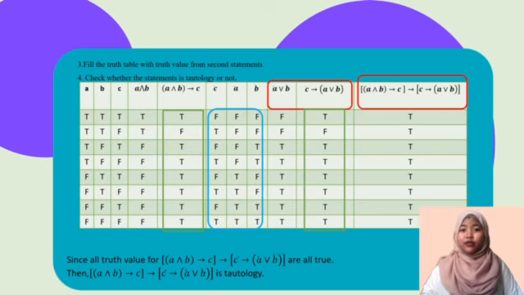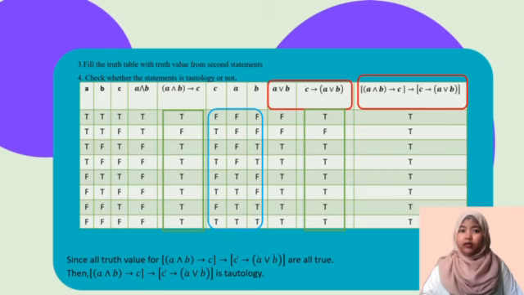We need to fill the truth table with truth values for the second statement. But first, we need to fill in A, B, and C not values. Start with C not: false, true, false, true, false, true, false, true. For A not: false, false, false, false, true, true, true, true. And lastly, for B not: false, false, true, true, false, false, true, true.